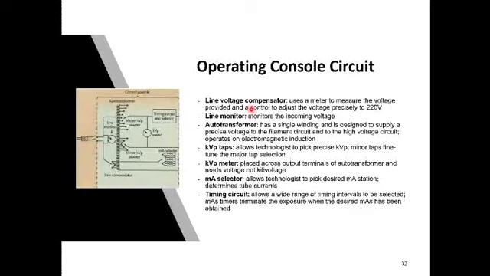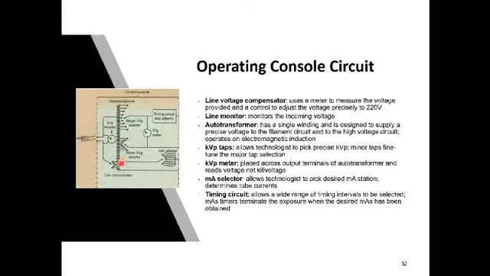Your line voltage compensator uses a meter to measure the voltage provided and a control to adjust the voltage to precisely 220 volts. So in the United States, when it comes from the wall and goes into our unit, it can vary by as much as 5%. So what the line compensator does is it compensates for that variance and makes sure it's a steady 220 coming in. And what your line monitor does is it monitors that incoming voltage and makes sure that it's the steady 220 coming in.